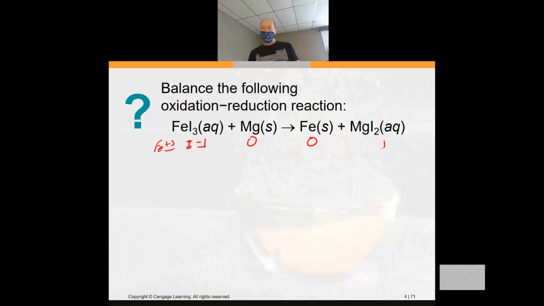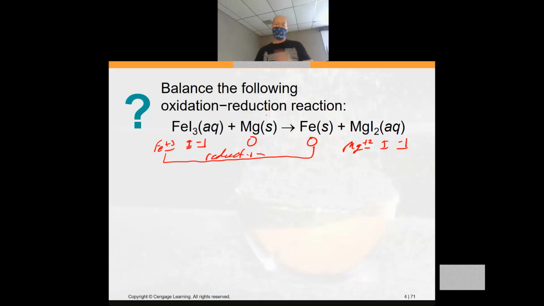Over here again, the I is -1. Halogens in binary compounds are always -1. Mg is always +2. Iron could have been 2 or 3. Magnesium can only be +2 in compounds. So column 1, your alkali metals, always +1. Alkaline earth metals, column 2, which is your magnesium, always +2 in compounds. So we see that our iron is going from a +3 down to a 0. +3 reduced to 0, reduction.